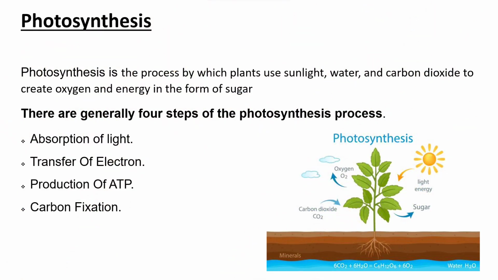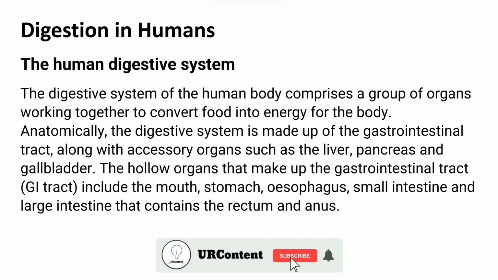Photosynthesis. Photosynthesis is the process by which plants use sunlight, water, and carbon dioxide to create oxygen and energy in the form of sugar. There are generally 4 steps of the photosynthesis process. 1. Absorption of light. 2. Transfer of electron. 3. Production of ATP. 4. Carbon fixation.